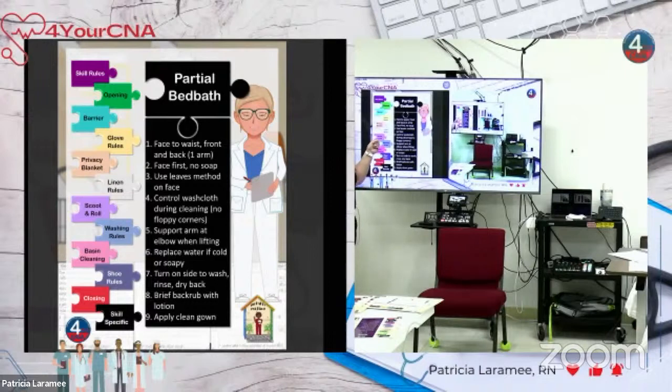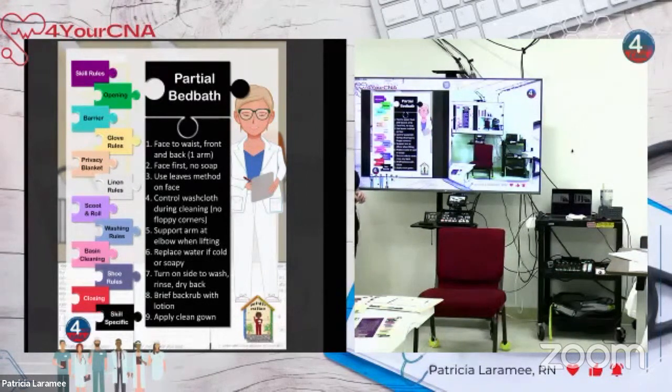We're going to have to turn the patient, so we scoot them toward us first. It's a washing skill. So whatever we wash, we rinse. Whatever we rinse, we dry. We're going to clean the basin the same way we clean the basin with everything else. The only thing that does not apply for this skill is shoe rules.